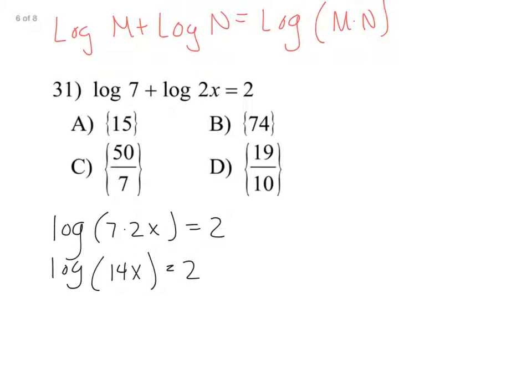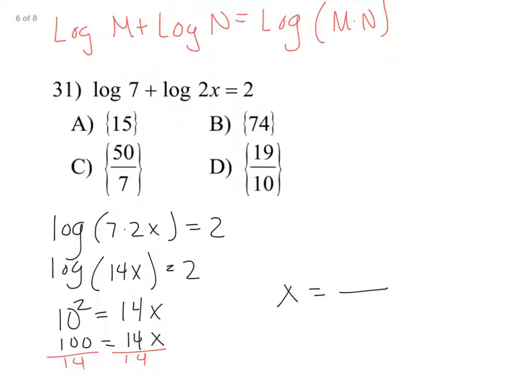Then I'm going to simplify. 7 times 2 is 14x equals 2. Now I'm going to switch to exponent form. Remember we have the invisible base 10. So my base is 10. What's on the other side of the equal sign is my exponent, and that's equal to 14x. 10 squared is 100. That's equal to 14x, and then we're going to divide by 14 in order to get x alone. So that's going to give me x equals, and those are both even numbers, so that's 50 over 7.